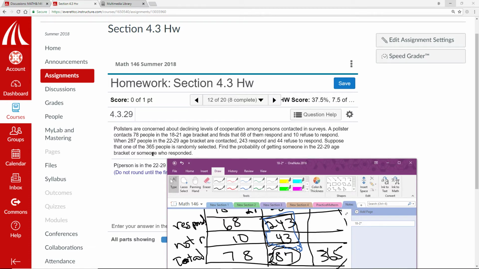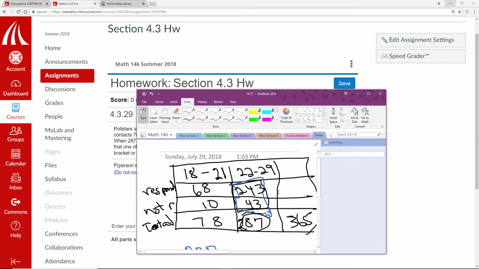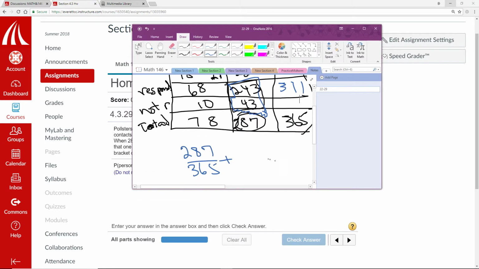And then it says, or someone who responded. Well, I need to know the total number of people who responded. And so I need to add 243 with 68 together and get that amount. That's 311, right? That total. And so what we can say is that's going to be 311 out of a total 365 again. And this one, just to complete the table, is 53.